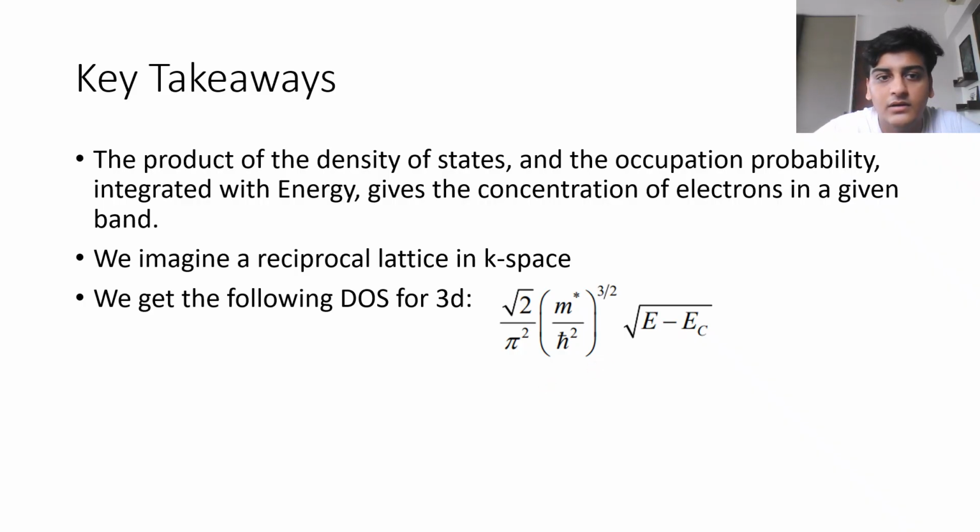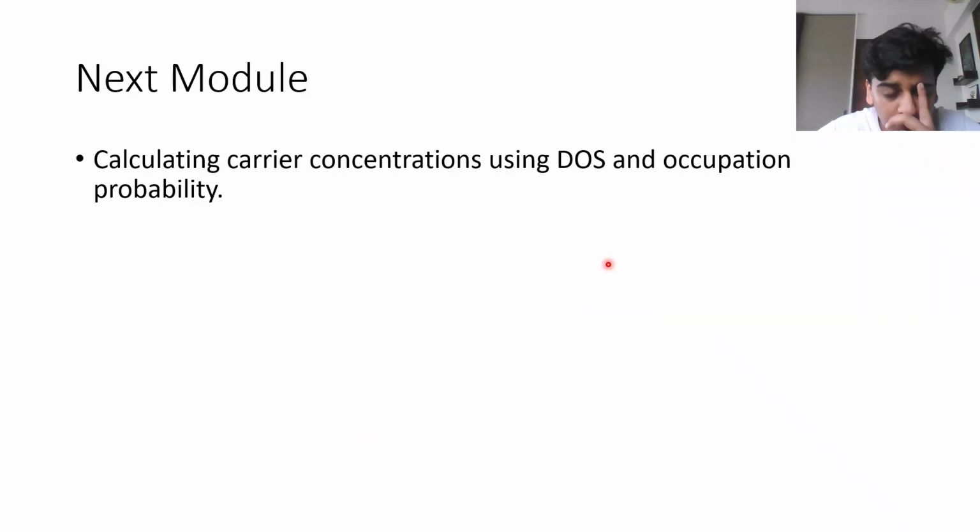Now, in the next module, we are going to use this density of states and the occupation probability, which we calculated in the last module, to calculate carrier concentrations, which is something we've been trying to get at for quite some while now.